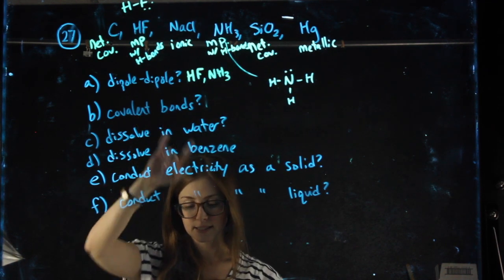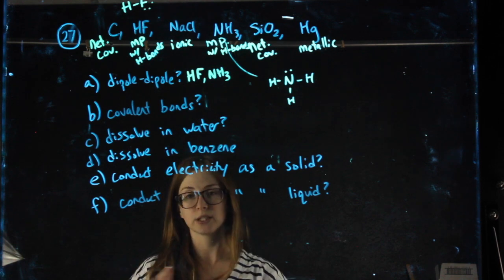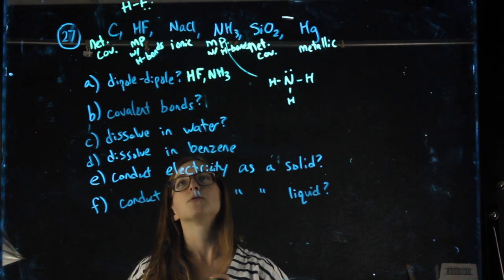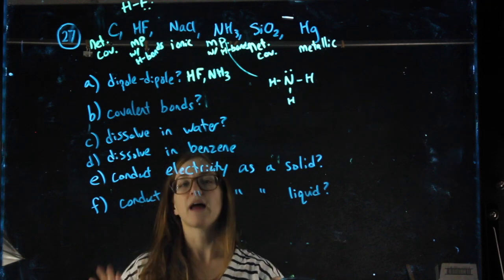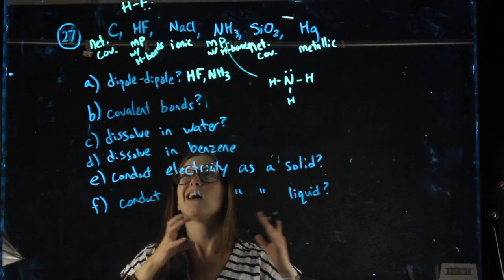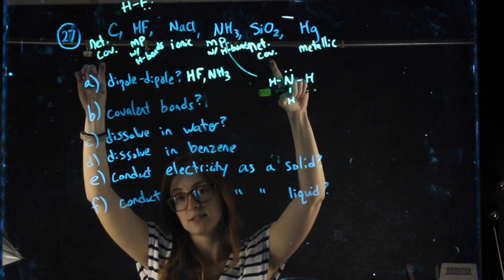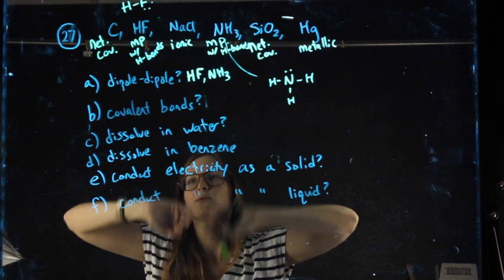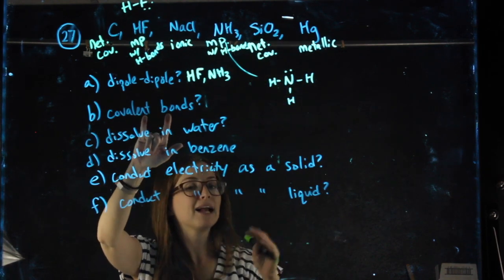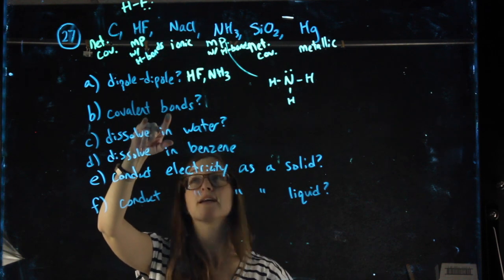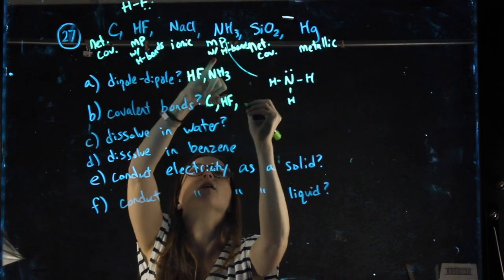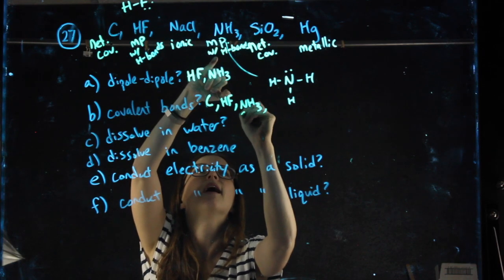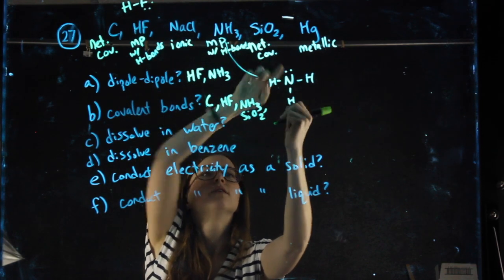Covalent bonds exist anytime we have only nonmetals. So whether they're polar, polar with hydrogen bonds, or nonpolar, that would make them covalent. Additionally, network covalents have covalent in the name. So essentially, covalent bonds are anything that's not ionic, not metallic. We get carbon, we get HF, NH3, SiO2, and that's it.